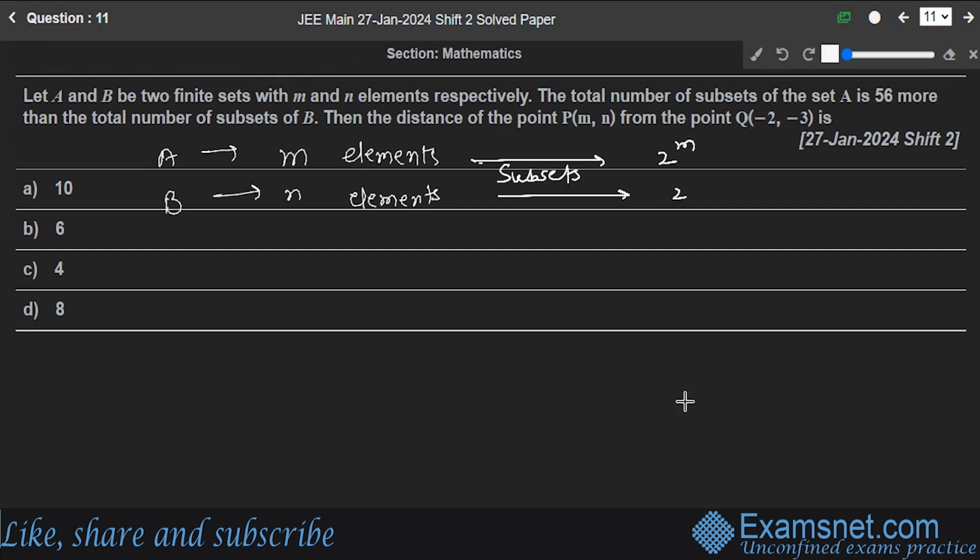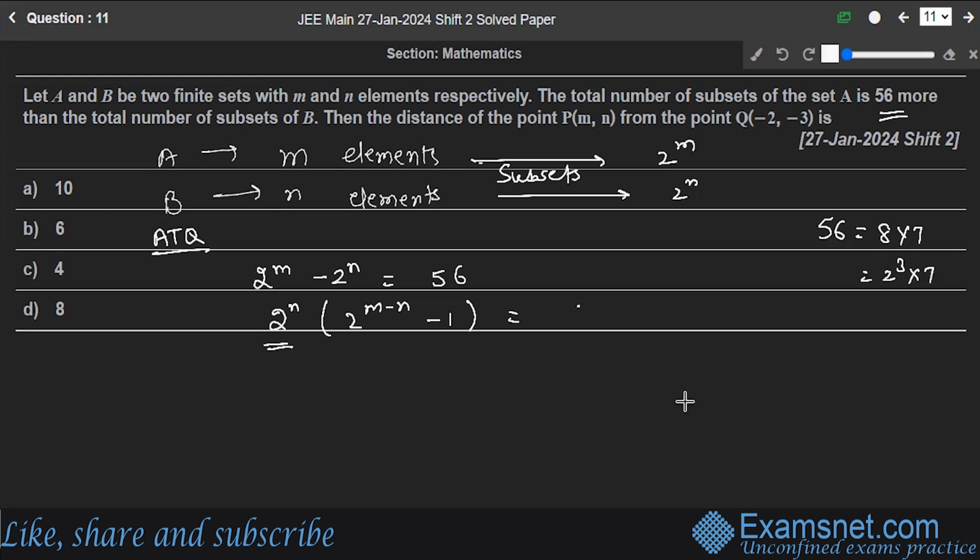for this will be 2 power m and for this will be 2 power n. Now, according to question, they have a difference of 56. That gives you, according to question, 2 power m minus 2 power n is equal to 56. I'm taking 2 power n outside. 2 power n into 2 power m minus n minus 1 is equal to 56. Can be written as 8 into 7. This is 2 power 3 into 7. Why? Because I want to have it into 2 power something into something. So this is equal to 2 power 3 into this. That gives you n is equal to 3 and 2 power m minus n minus 1 is equal to 7.